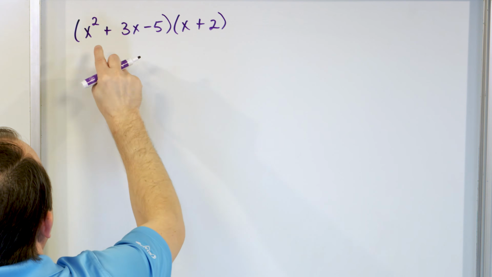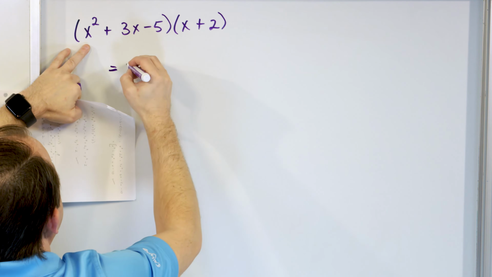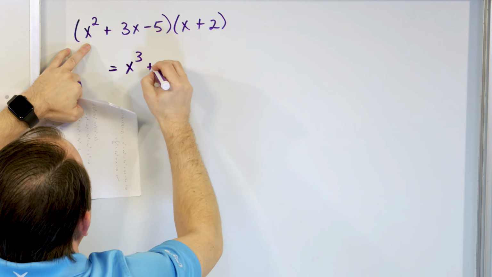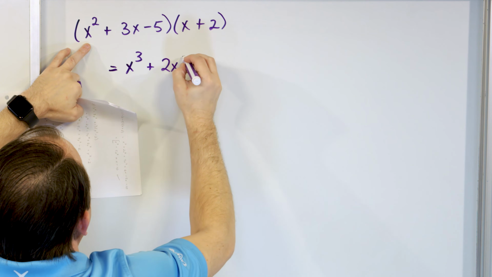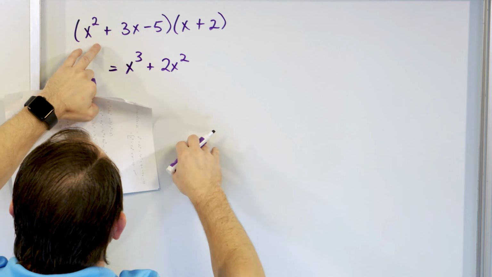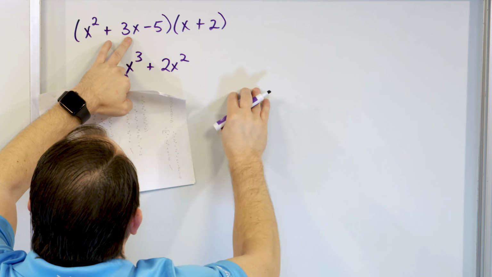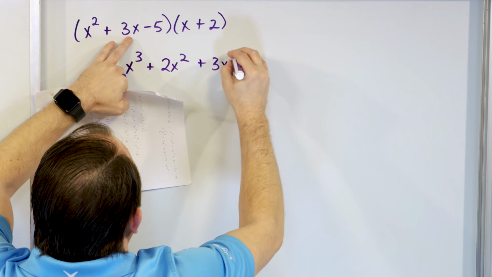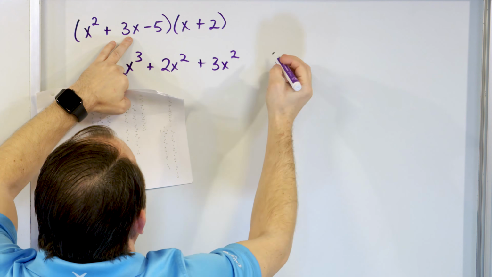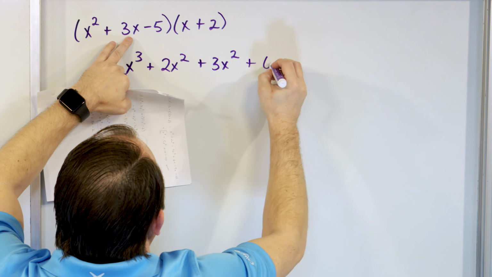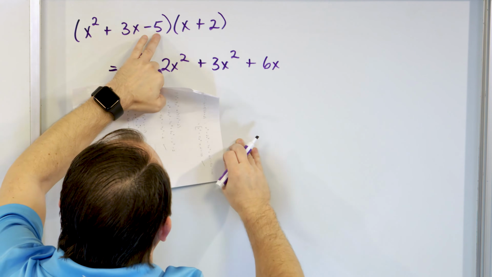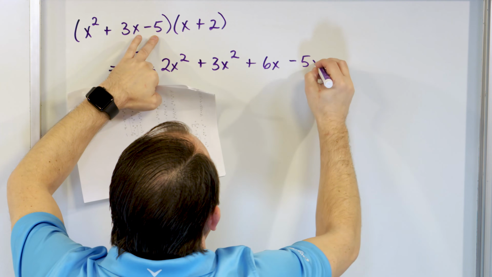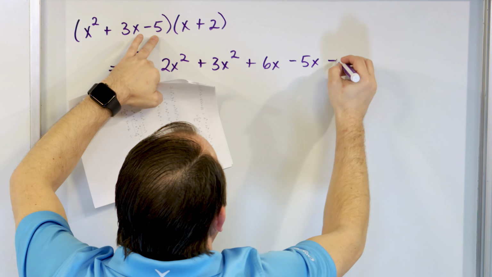So what you have is, what is x squared times x? You're going to get x to the 3rd, add the exponents. X squared times 2 is going to give you 2x squared. Then you move to the next term. This one has to go in to both of them. So 3x times x is 3x squared. And then 3x times 2 is 3 times 2 is 6, so you're going to have 6x right there. Now this one's a minus 5, -5. So -5 times x is -5x. And then -5 times 2 is -10.